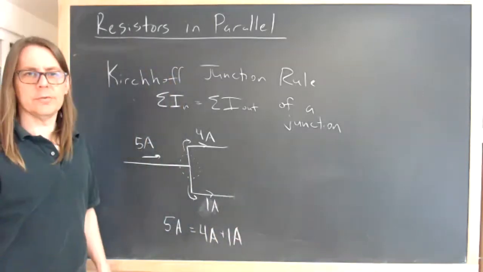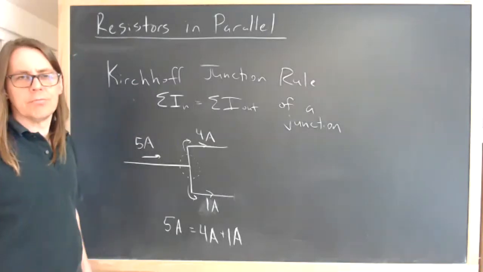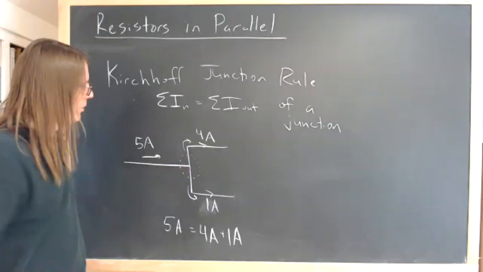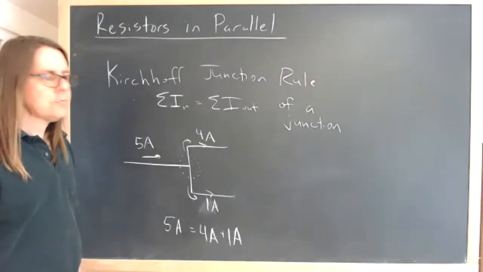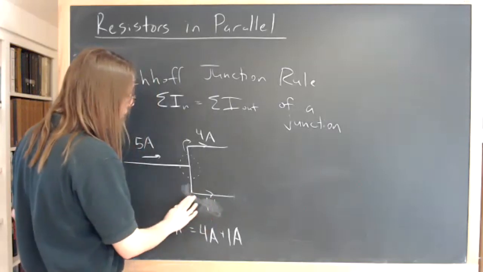That's literally all it is. It's more useful in more complicated circuits, but for now it's just saying that the current in equals the current out because you have to conserve current. One thing is, to solve a problem, sometimes it's not clear which way the current's going to flow.